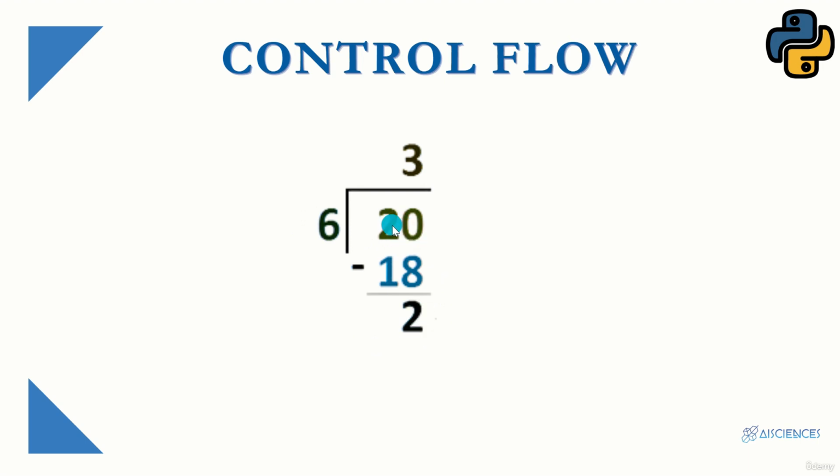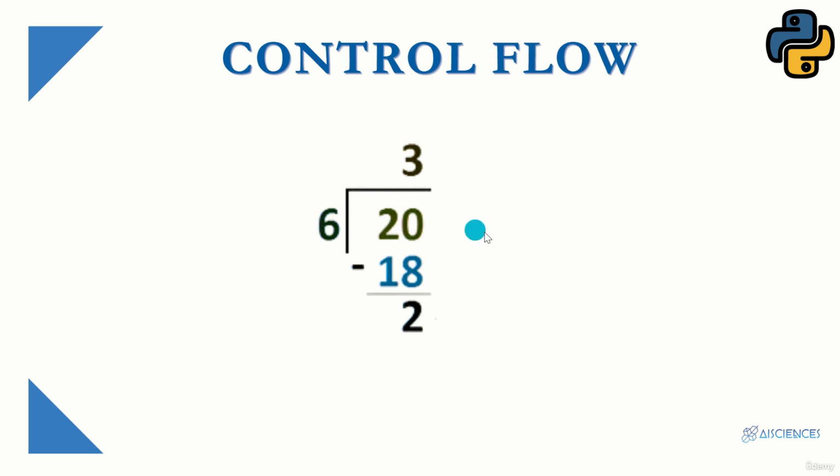But if here, instead of 20, there would be 60, then instead of 3, we would see 10, right? Why? Because 60 is divisible by 6. So 6 into 10 is 60. So remainder would be 0. So if remainder is 0, then we can say that, yes, this number is divisible by the other number.